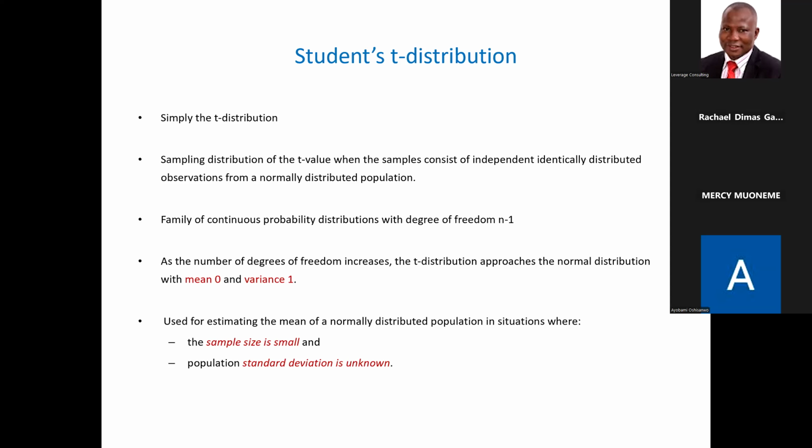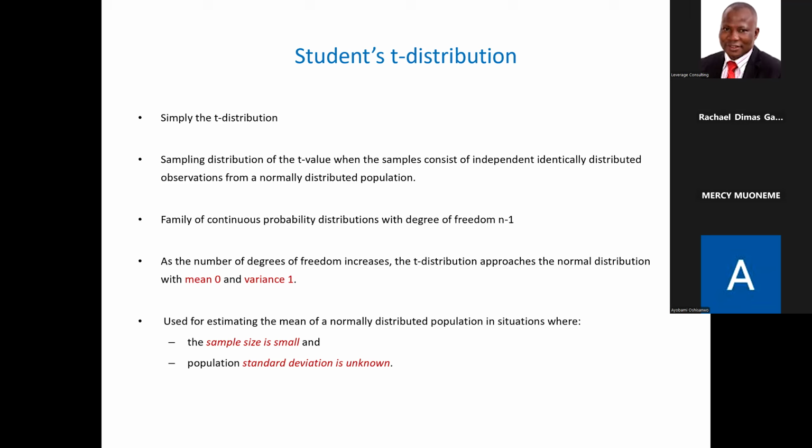Student t-distribution, simply t-distribution. It is the sampling distribution of the t value when the sample consists of independent, identically distributed observations from a normally distributed population. So though it's from the normal distribution, what we are saying is that the attributes under study, if there is no outlier, should be normally distributed. But the issue is the sample size. The samples are very small. It is a family of continuous probability distributions with degrees of freedom n-1.